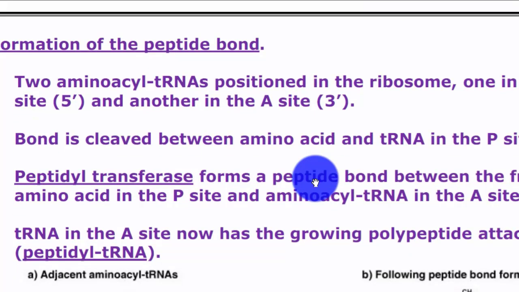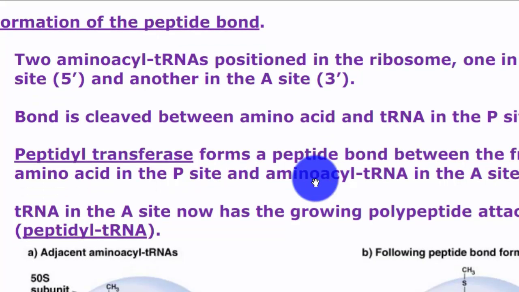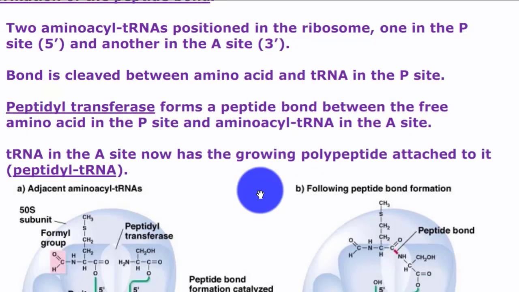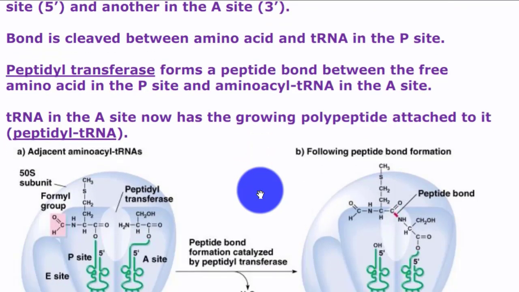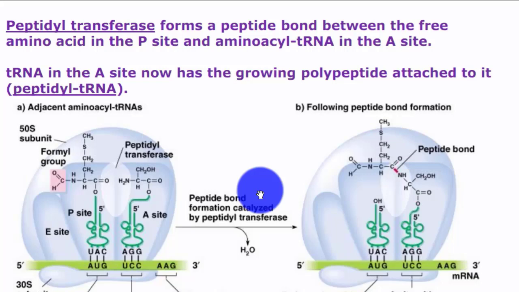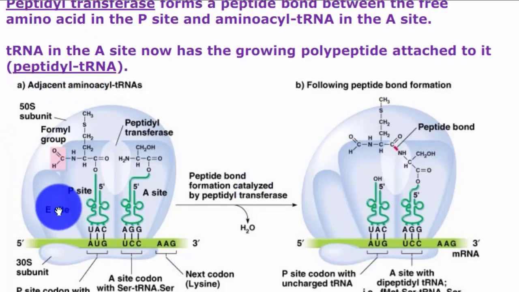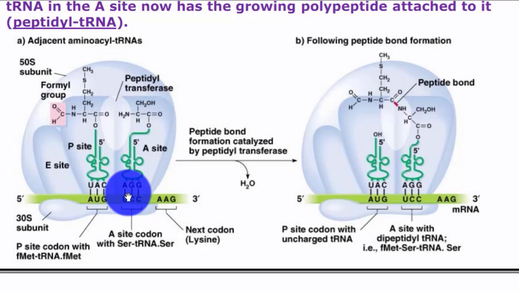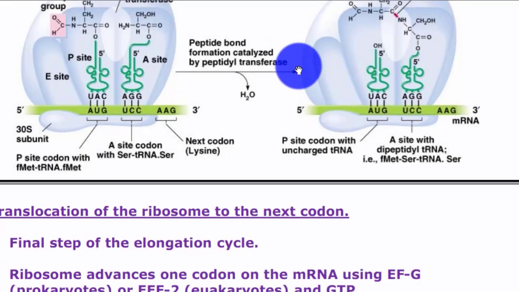Formation of the peptide bond. Two aminoacyl transfer RNAs are positioned in the ribosome, one in the P site and another in the A site. The bond is cleaved between the amino acid and transfer RNA in the P site. Peptidyl transferase forms a peptide bond between the amino acid in the P site and the aminoacyl transfer RNA in the A site. The transfer RNA in the A site has the growing peptide attached, now a peptidyl transfer RNA, with adjacent amino acid transfer RNA and the following peptide bond formation.